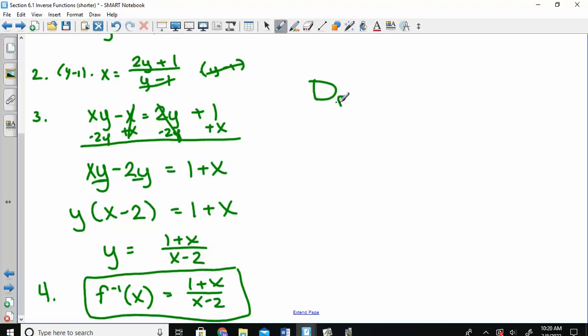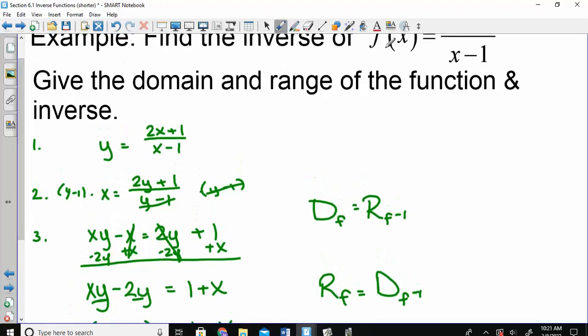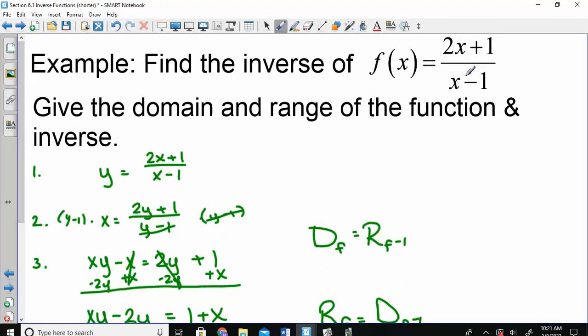So, domains and ranges. I know the domain of the function is the same as the range of the inverse. The range of the function is the same as the domain of the inverse. So let's start with the domain of the function. The original function, we had a fraction. We know that in a fraction the bottom can't be 0. So what can x not be in this original?